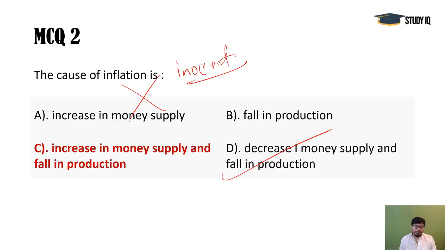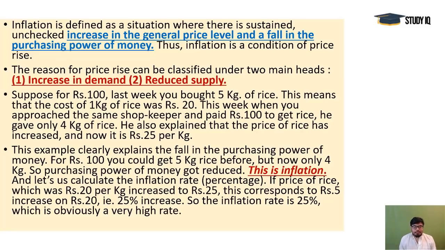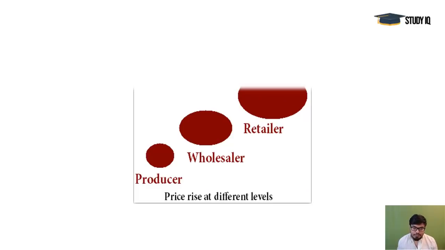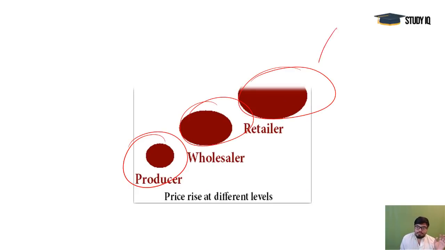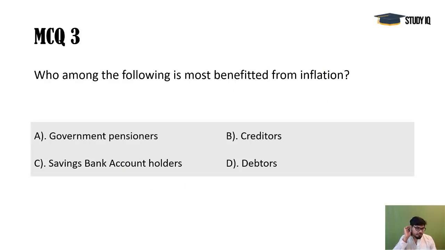Okay, so that's the thing. Next, the explanation is given here with proper examples. You can understand here the same concept as I told you. Producer and wholesaler and retailer, always the prices would be very higher with the retailer. So this is how at different levels prices rise, and this is also a kind of inflation there.